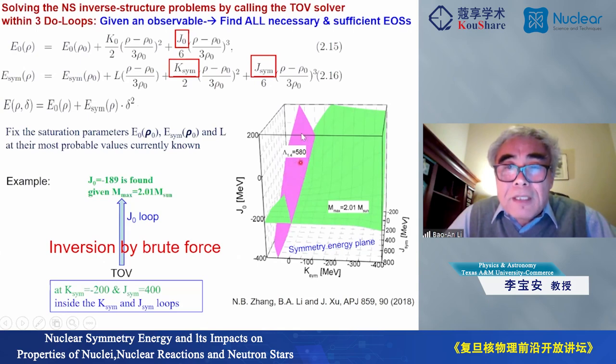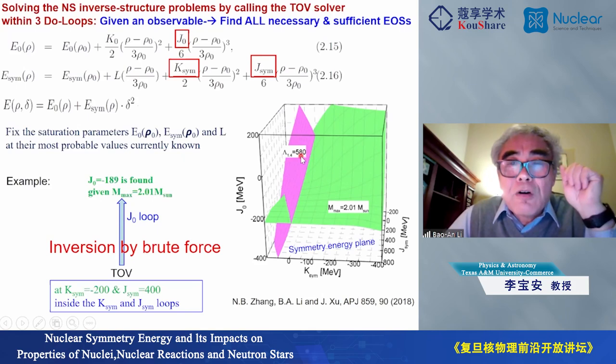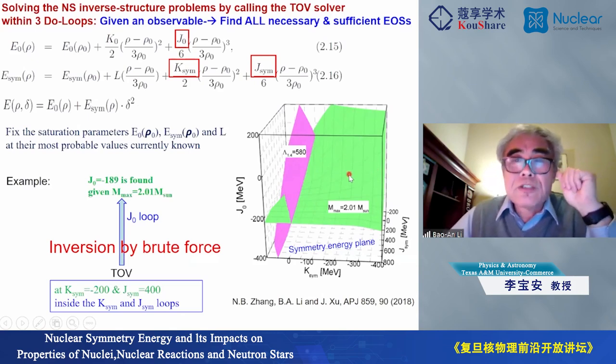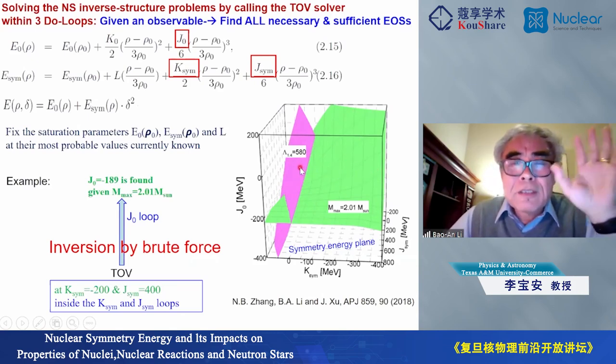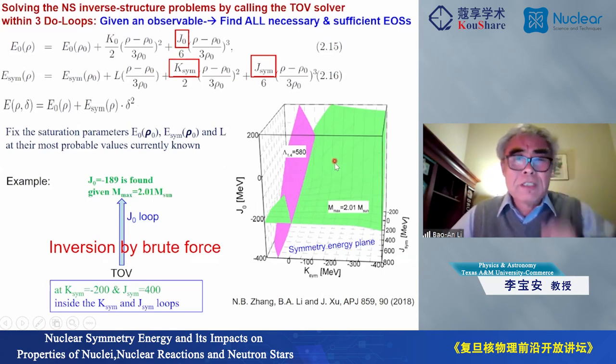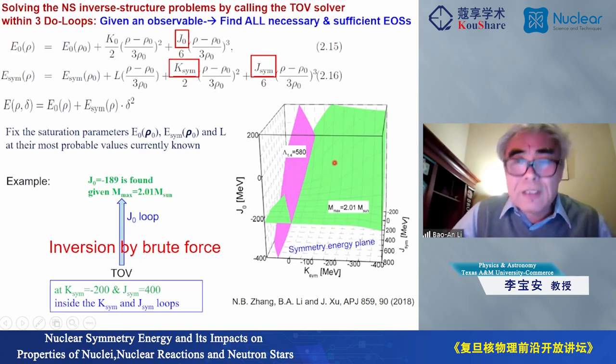This pink, almost vertical surface is a plane on which every point will give you the same upper limit of the tidal polarizability. It is almost vertical because this tidal polarizability is more or less independent of the symmetric matter equation of state. It is sensitive to the symmetry energy. If you change this lambda to some other number, the surface will move this way, and we have illustrated that. So for any given observable, you can find all combinations, all equations of state, that can give you the required observational data. But this is a direct inversion approach.